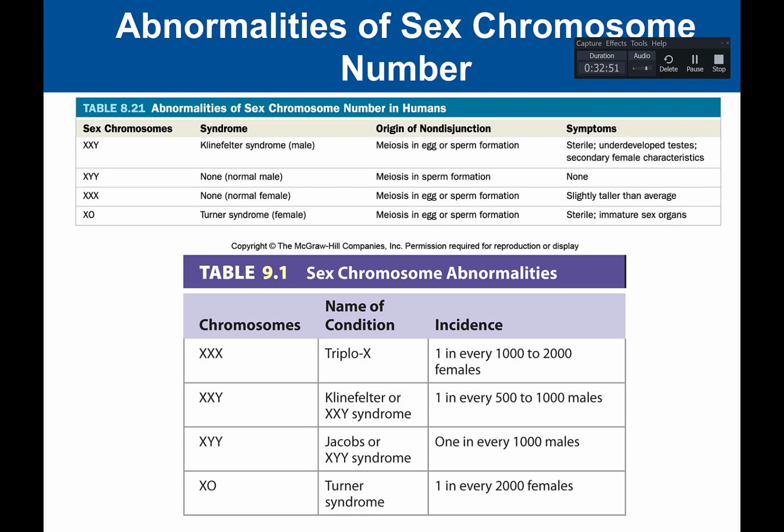And so for Turner syndrome, this occurs in about 1 in every 2,000 females. You could have XXX where you inherit 3 X chromosomes. That is referred to as triplo X, right? Triplo X means that they have 3 X chromosomes. This can happen in nondisjunction in egg or sperm. And if they are XXX, they are female.